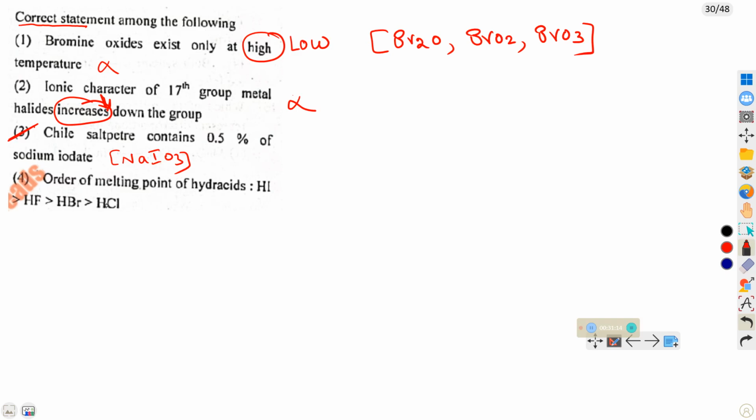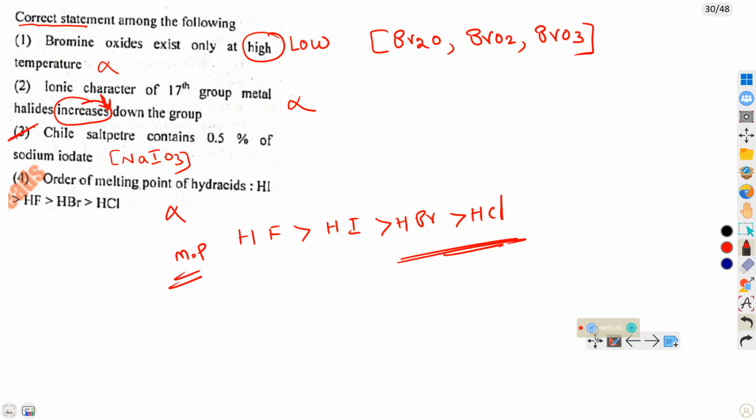Order of melting point of hydracids: HI greater than HF greater than HBr greater than HCl. Wrong. Correct order is HF greater than HI greater than HBr greater than HCl. Boiling point order it follows. Sorry, question is related to melting point, so this is the melting point order.